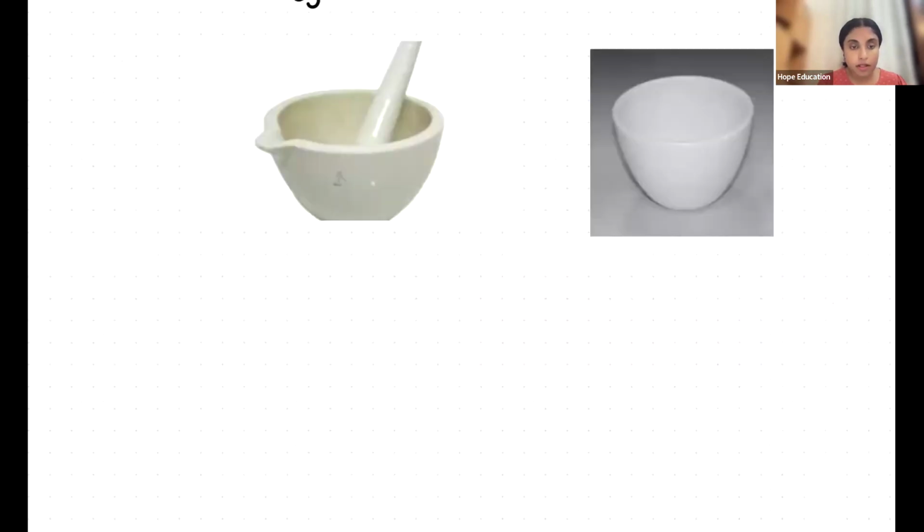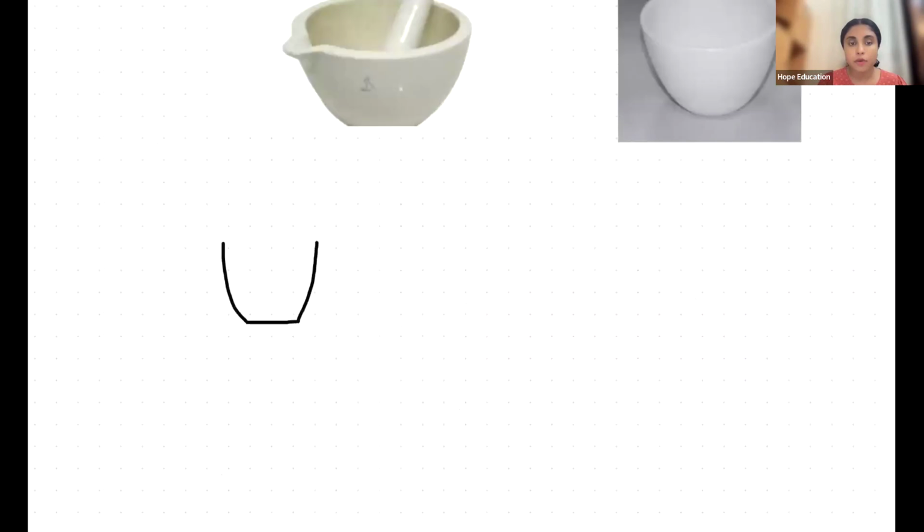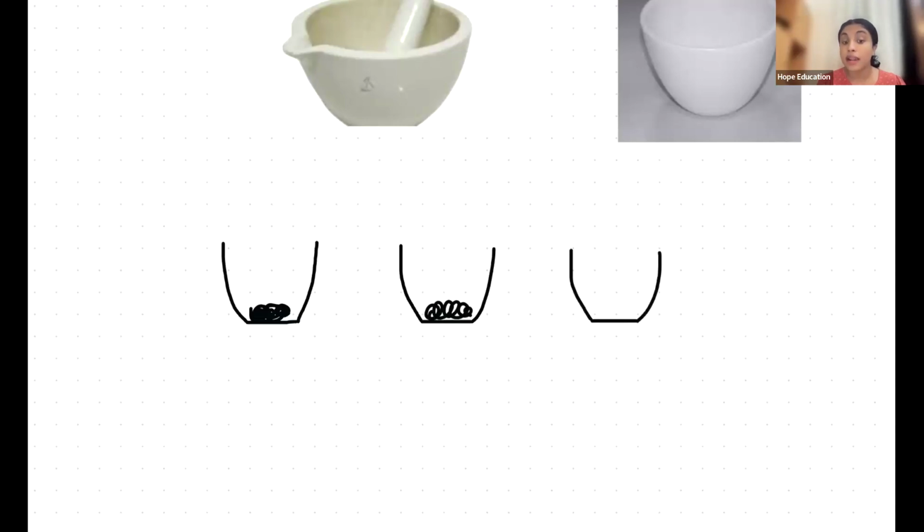So I take a crucible like this. I can't draw well, but I hope you get the idea. This is like a crucible. Inside the crucible, I put the crushed meat. Then I take another crucible and put in the crushed eggshells. Then I take another crucible and put in the crushed plant leaves. And then I'm going to heat all of this.